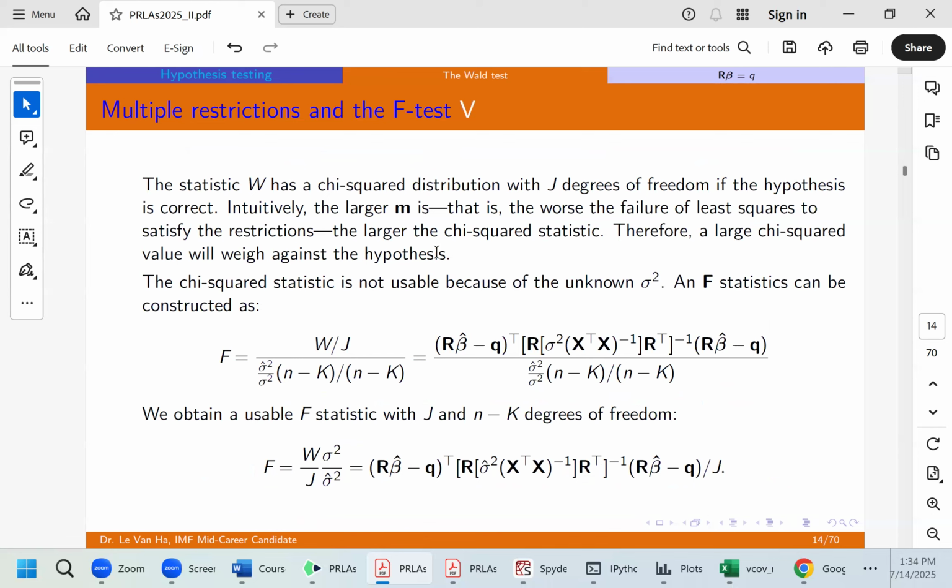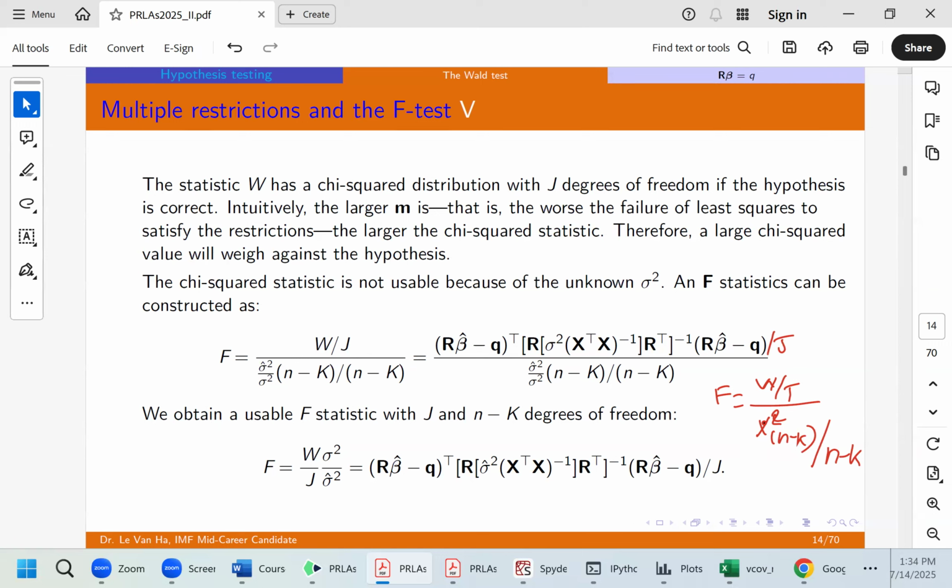Then actually we are dividing, so we will end up having a formula that F is equal to W over J divided by a chi-square with n minus k degrees of freedom divided by n minus k. So you have the ratio of two chi-squares rescaled by their degrees of freedom. You end up having the F distribution, right?